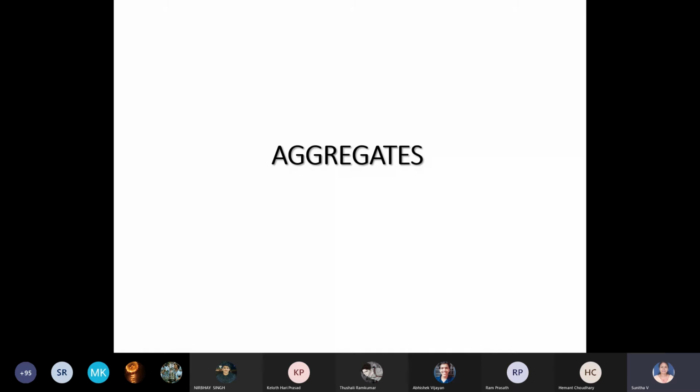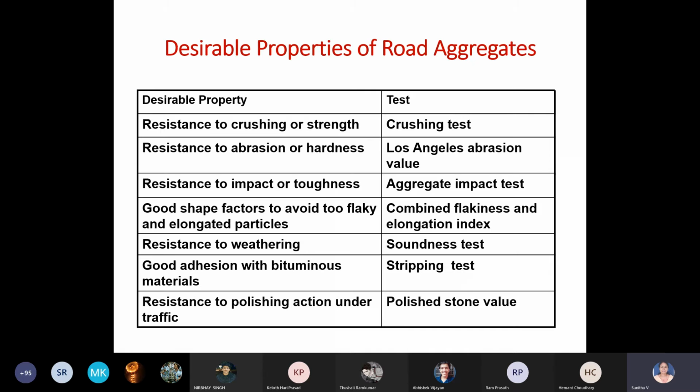It will be done. The next important material is aggregate. The desirable properties of aggregate: one is resistance to crushing, or strength. It should resist the crushing load, and for that you do the crushing test. Then resistance to abrasion, or hardness; for that the Los Angeles abrasion value test is conducted. Then resistance to impact, or toughness, when you drop the load from a height. That's the impact load, right? For that, the aggregate impact test.